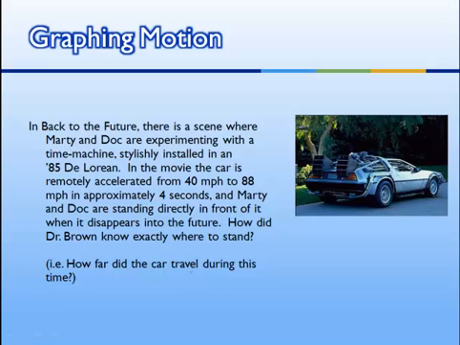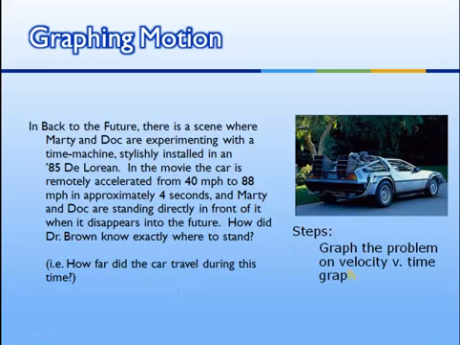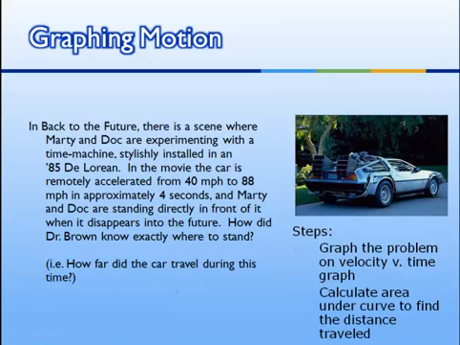The best part about it was that Marty and Doc were standing directly in front of the car when all of a sudden it disappears into the future. My question is, how did Dr. Brown know exactly where to stand so that he wouldn't get hit? That is, how far did the car travel during this acceleration time? So, how will we answer a question like this? Let's start by making a velocity versus time graph, and then calculate the distance by calculating the area underneath that graph.